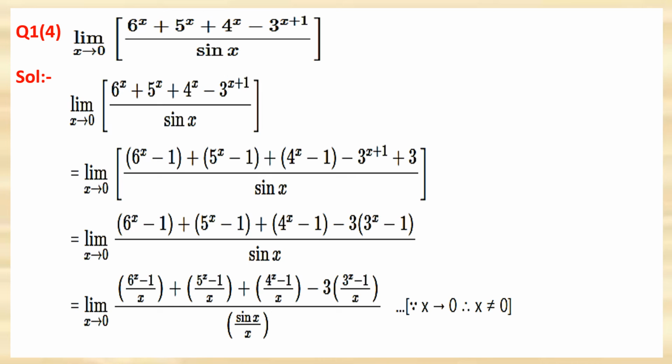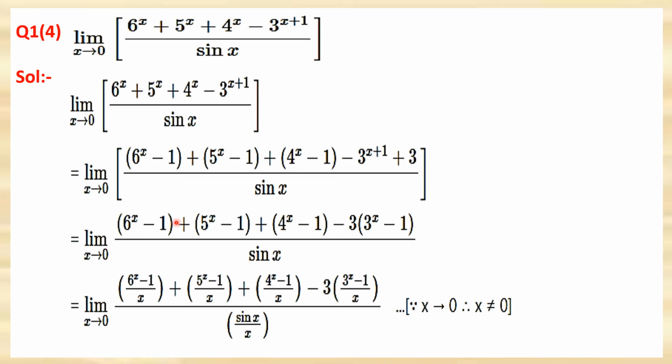Question number 1, fourth one. Limit x tends to 0, 6 raised to x plus 5 raised to x plus 4 raised to x minus 3 raised to x plus 1 upon sine x. Here we will take the adjustment, that is minus 1 is needed along with each term. So we will take minus 1 here in the 6 raised to x minus 1, 5 raised to x minus 1, 4 raised to x minus 1. That is, minus 3 is taken extra. So we have to adjust it with plus 3. So plus 3 is written divided by sine x, and this minus 3 raised to x plus 1 is as it is.